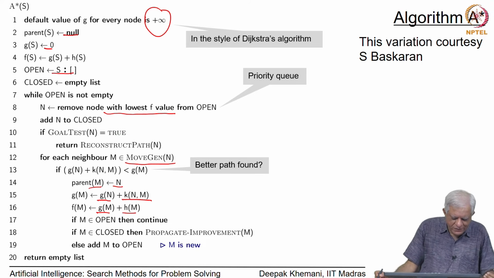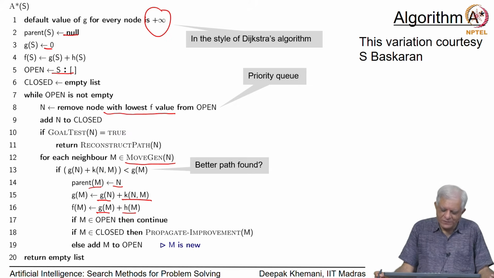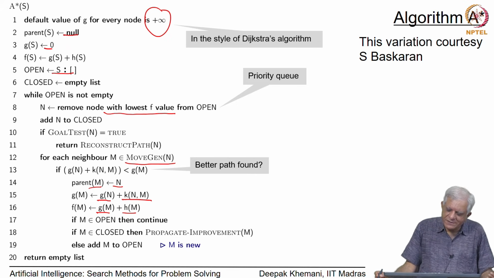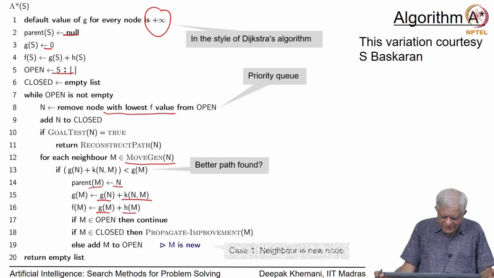So, anyway, for every node m which is a neighbor of n, we update the g value if a better path has been found, and there are three cases which happen. The simplest case is when m is a new node.